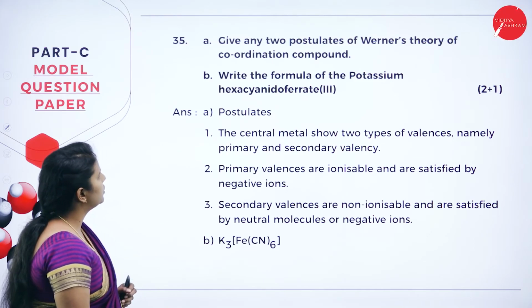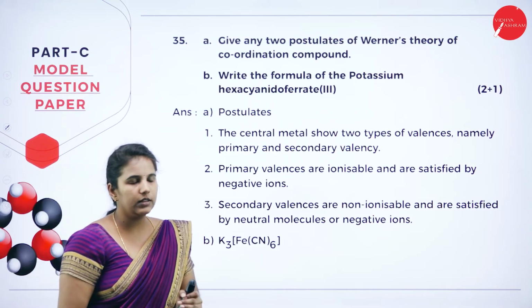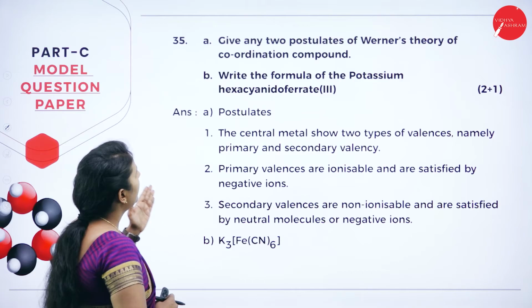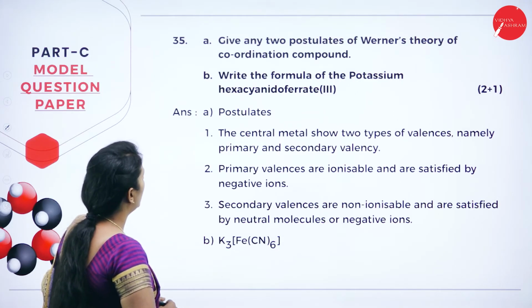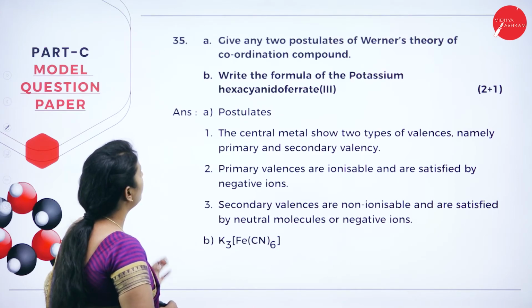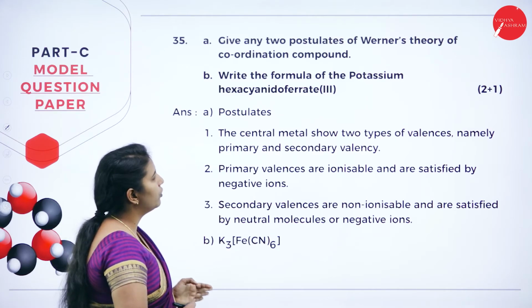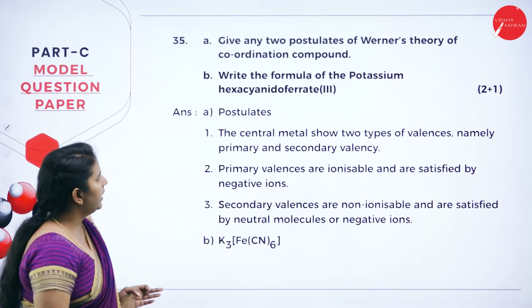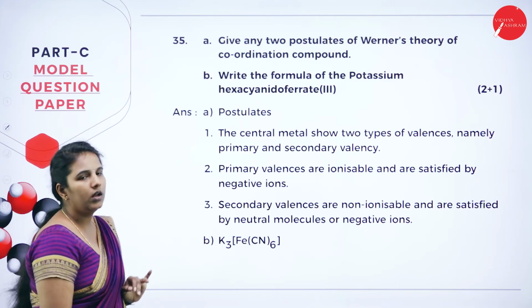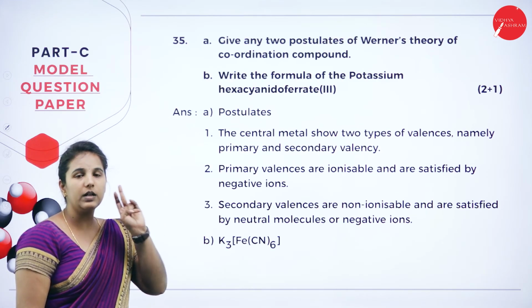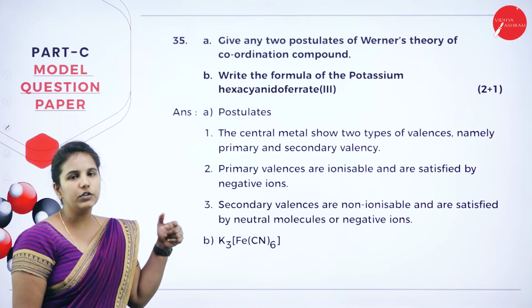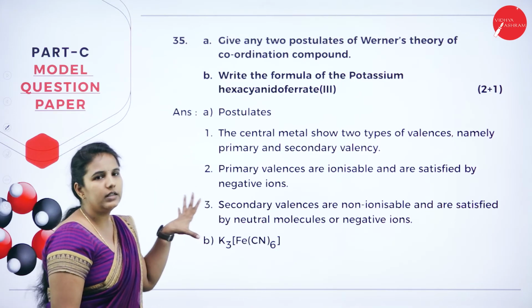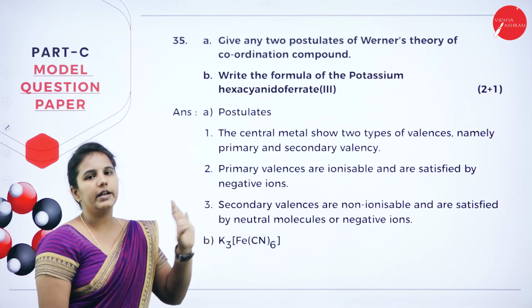Coming to the next question, which is the last question in the 3 marks. Okay, give any two postulates of Werner theory of coordination compounds and write the formula of potassium hexacyanidoferrate(III). Here, for the first question, you need to write the proper 2 postulates of Werner theory. You will get 2 marks. And for the second one, you need to write the formula, so that you will get 1 mark.